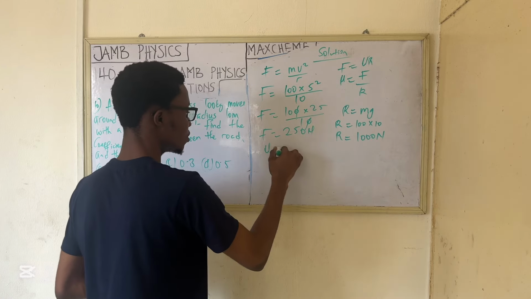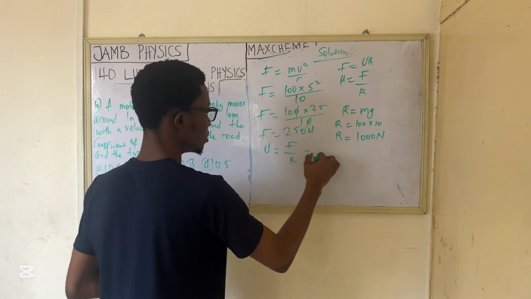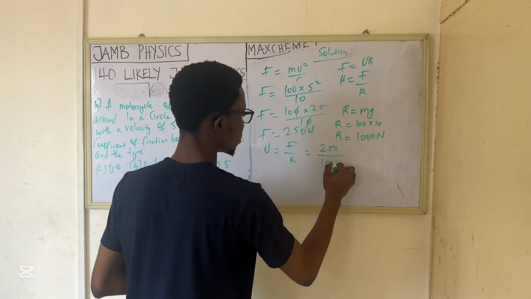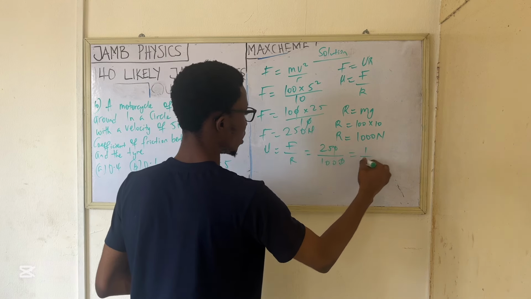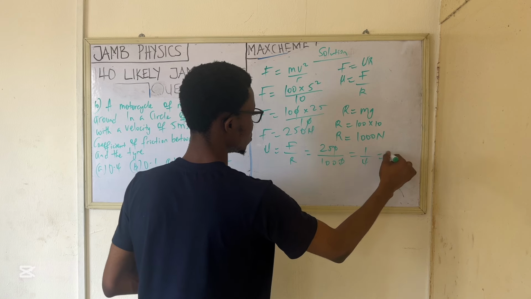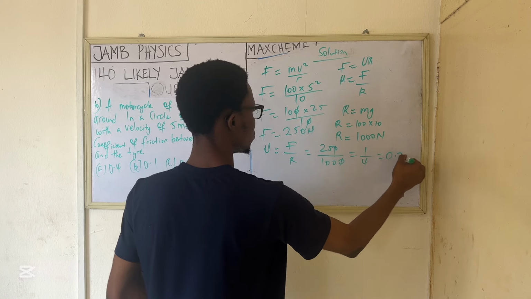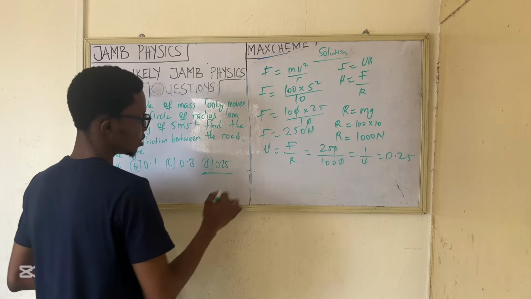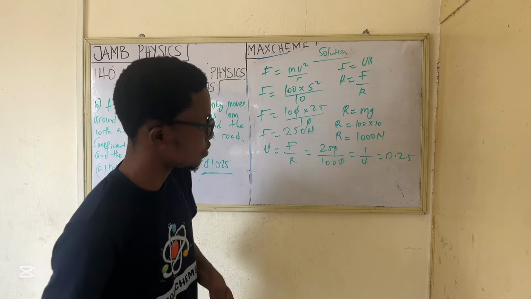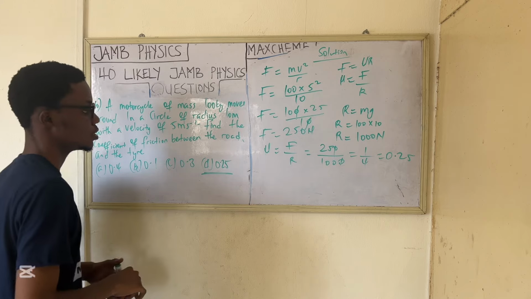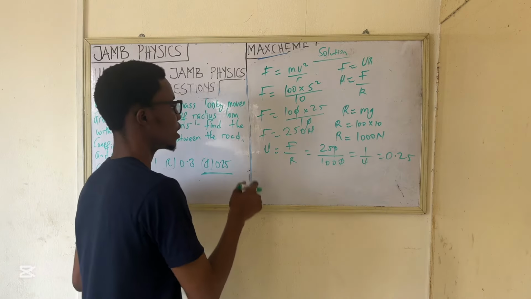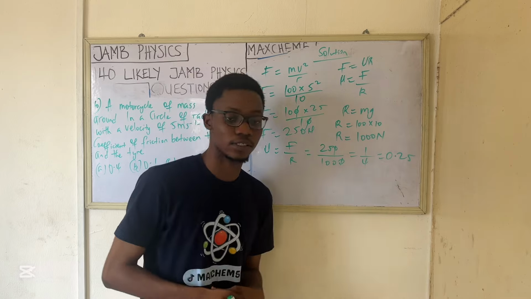So the coefficient of friction is F over R. That is, F is 250 over 1000. That is 1 over 4, which is equal to 0.25. That is option D, 0.25. So that is the right answer to that.